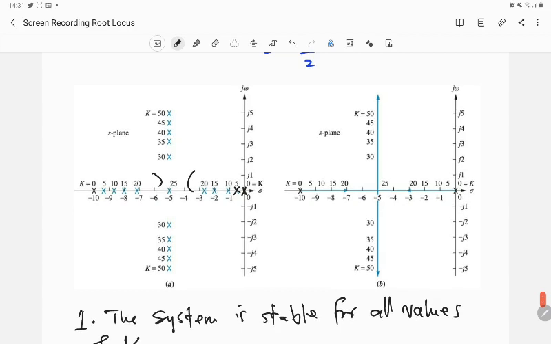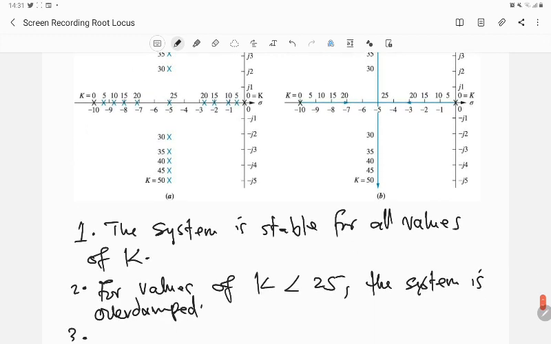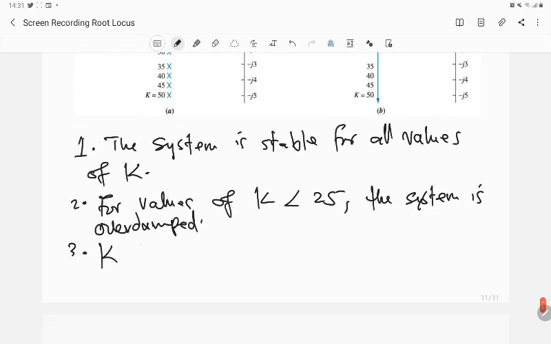The third deduction we can make is, when k equals 25, what happens? When k equals 25, what happens? Your guess is as good as mine. The system will be critically damped.